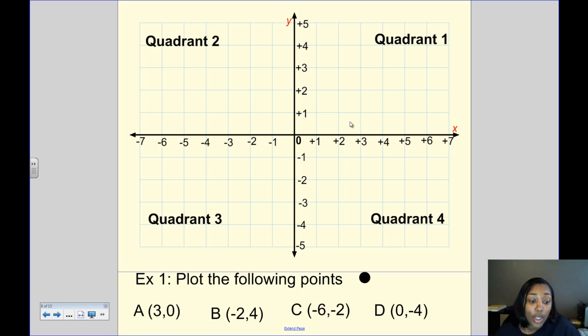So let's plot some points. Our first point, point A, we want to plot at 3, 0. The first thing we're always going to do is start at the origin, here at 0, 0. The 3 is our X coordinate, so it's telling us that we first move 3 units to the right. We move 1, 2, 3 units to the right. Then it says we move 0 units in the Y, which means we're not going to move up or down at all. So this point is going to be right here on the line.